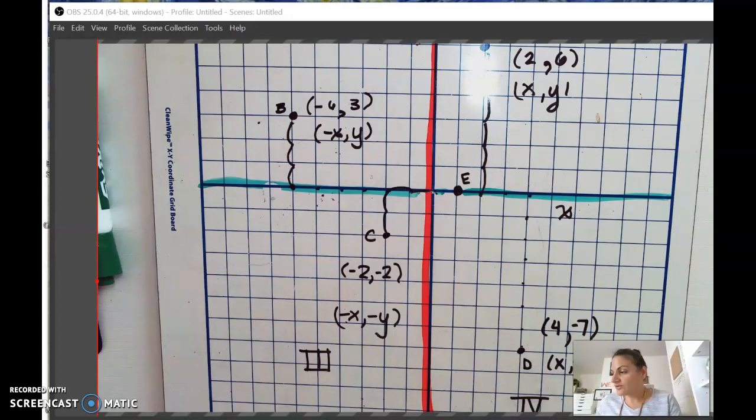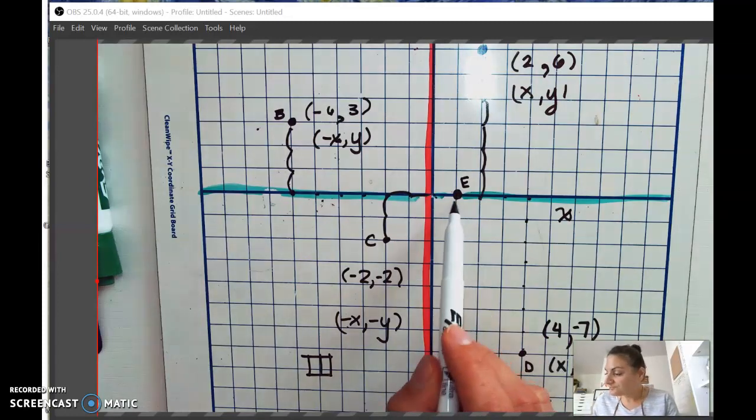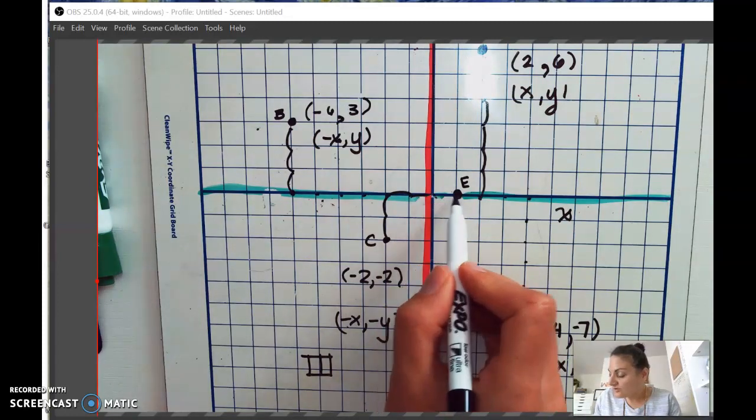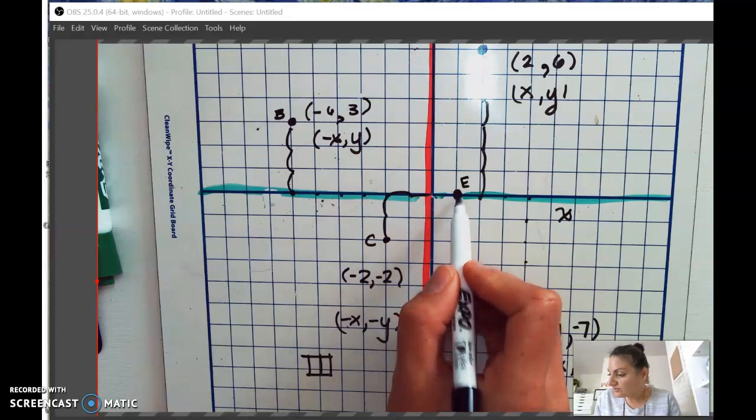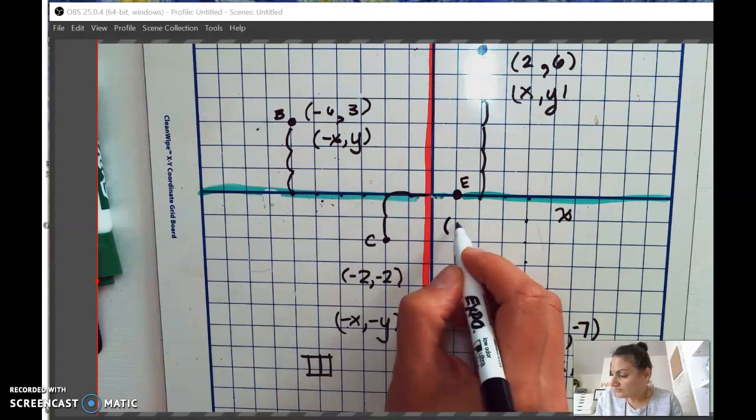Okay, the only other tricky ones are ones that are on the x or y axis. So if you notice point E here, I move 1 to the right, but I don't go up or down. So this is (1, 0).